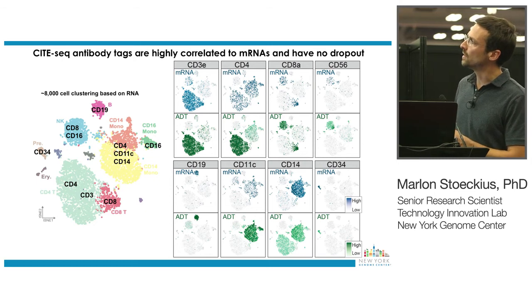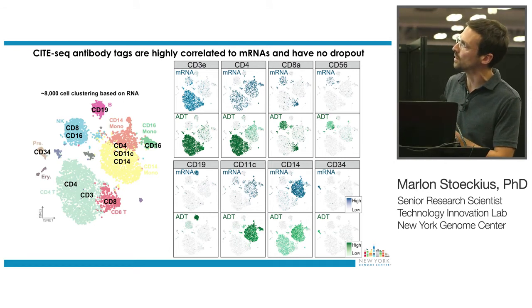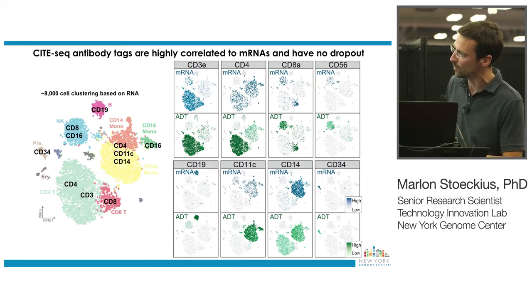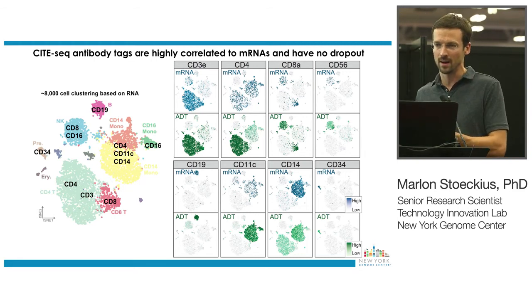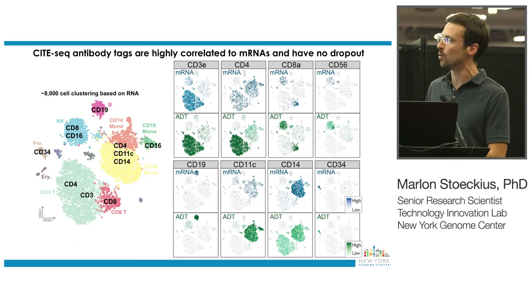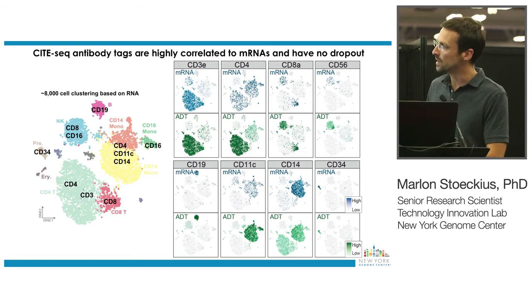But what you can also see is, for example, that there's a lot of dropout of the signal on the mRNA. So, for example, here all these T cells should be expressing CD4, but they actually don't, and you see the same problem for CD11C, for example. And that's one of the problems that I talked about earlier. Single cell RNA sequencing inherently has a high dropout rate, this zero inflation, and just because we don't measure it doesn't mean it's not there. It's probably just not detected. And we don't see this at all for the antibody tags. There's almost no dropout in any of the cells.